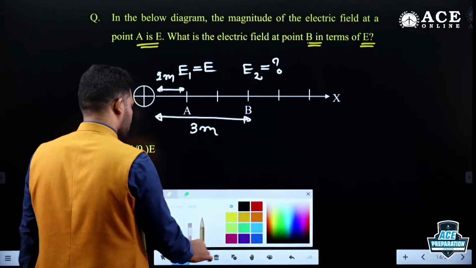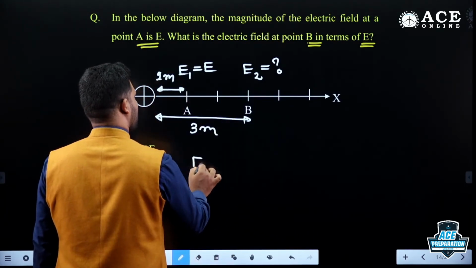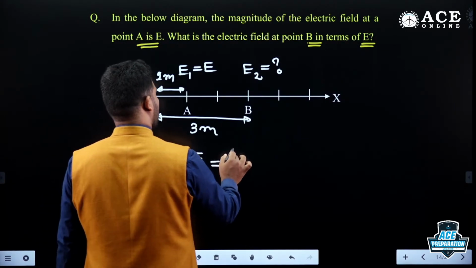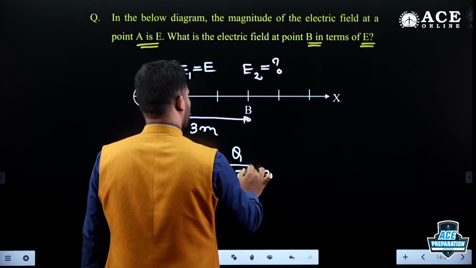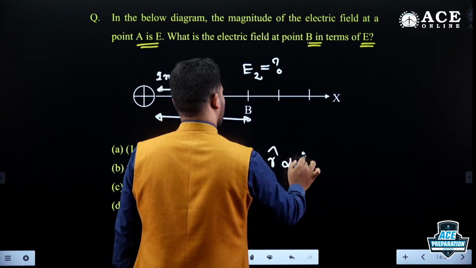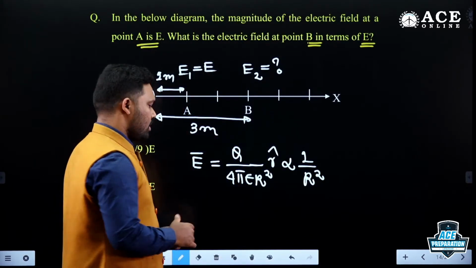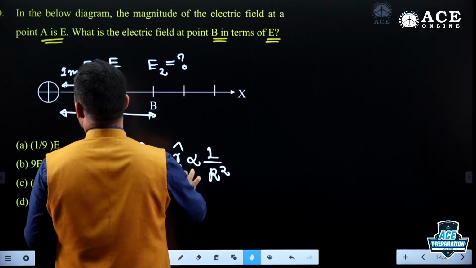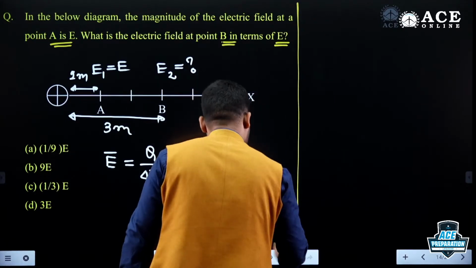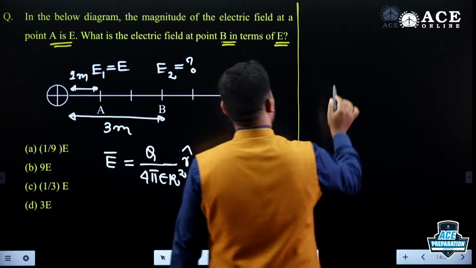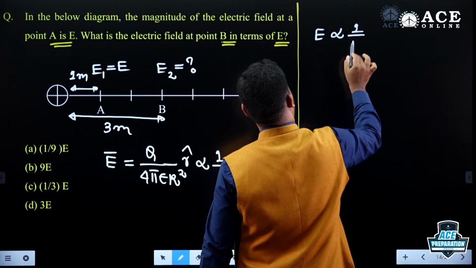Okay, so how is the electric field dependent on the distance? Just considering only the magnitude, what is the expression for the electric field? E is equal to Q by 4 pi epsilon R square into R cap. It is inversely proportional to the distance square. That's how simple it is. Fine. So E is inversely proportional to the distance square.